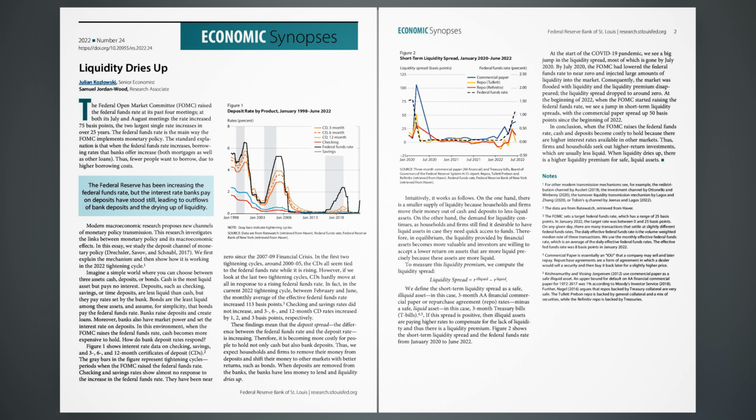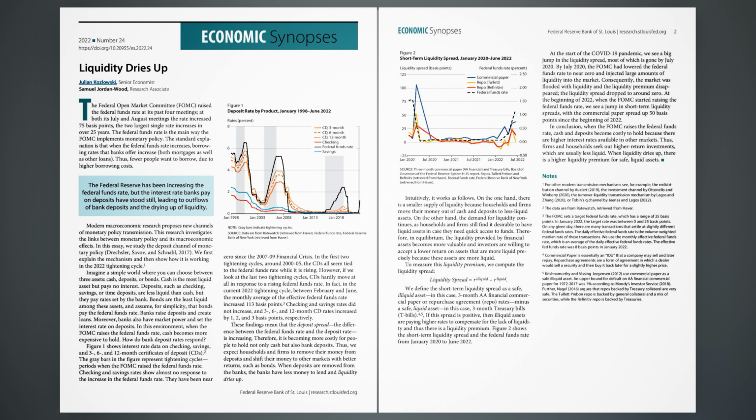The Federal Reserve has been increasing the federal funds rate, but the interest rate banks pay on deposits have stood still, leading to outflows of bank deposits and the drying up of liquidity. The Federal Open Market Committee, FOMC, raised the federal funds rate at its past 4 meetings. At both its July and August meetings the rate increased 75 basis points, the 2 largest single rate increases in over 25 years. The federal funds rate is the main way the FOMC implements monetary policy.